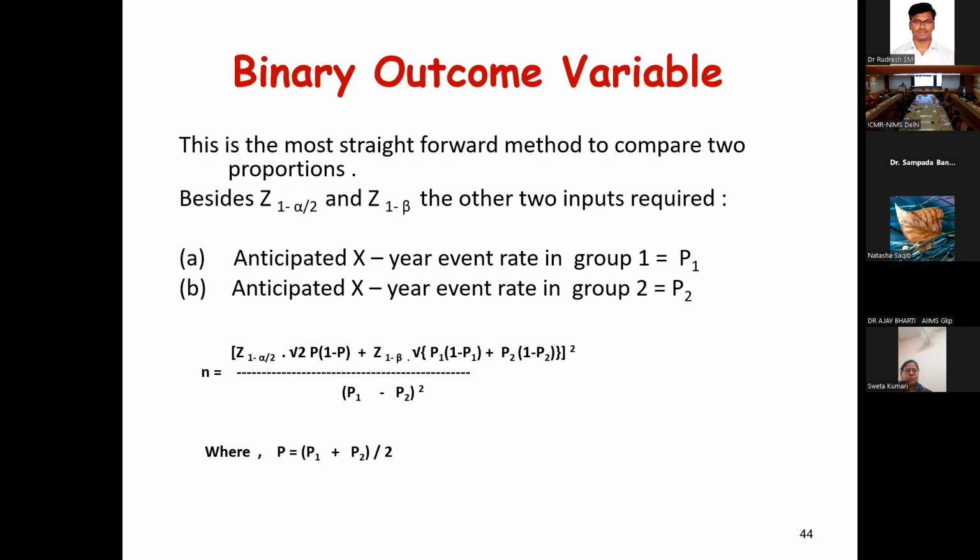Example of correlation and agreement. Correlation is, let's say, is there any correlation between BMI and blood sugar? Agreement would be, is there any agreement between two methods of measuring weight, or two methods of measuring blood sugar?